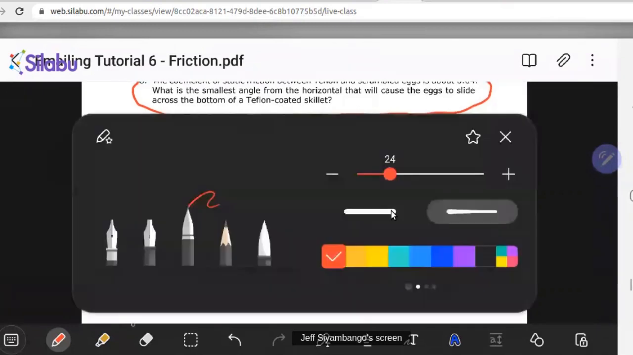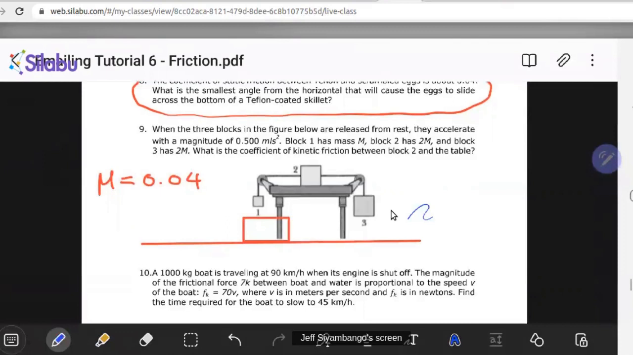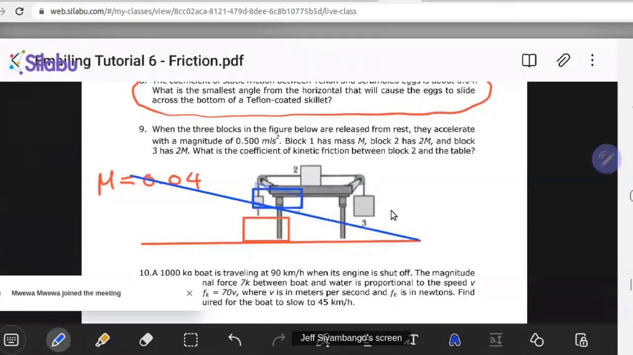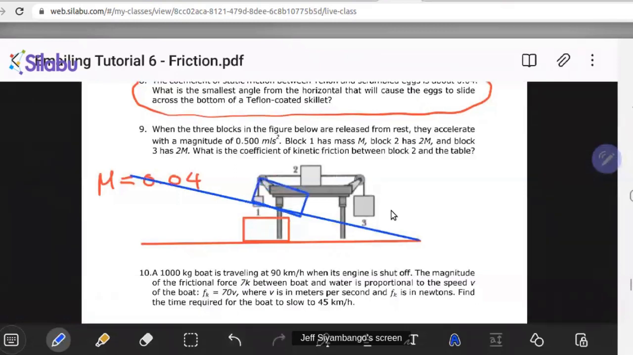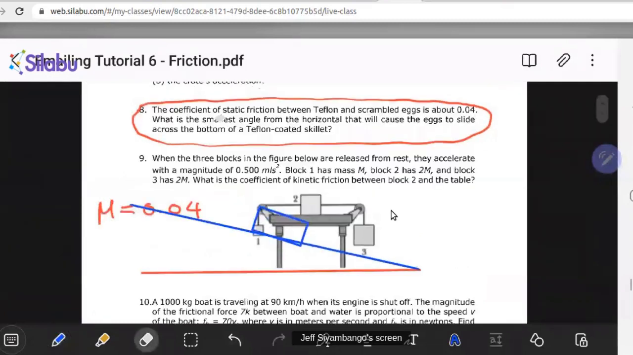So let's assume that it's going to be tilted up to something like this, such that our scrambled egg is now here. So I don't want it to be like that. Okay, so something like that. So if the scrambled egg is going to slide, what will cause it to slide? Notice that according to the question, there is no force being exerted here. It implies that the only thing that makes the egg slide must be its weight.